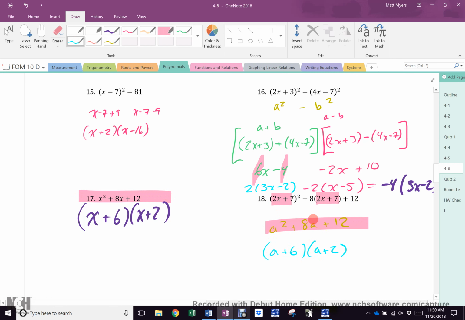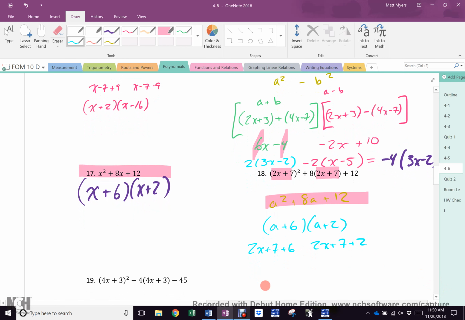But there is no a. A is 2x plus 7. So it is 2x plus 7 plus 6 and 2x plus 7 plus 2, which is 2x plus 13 and 2x plus 9. Yeah?